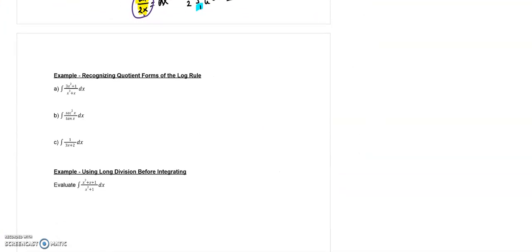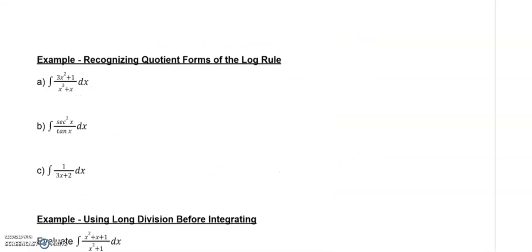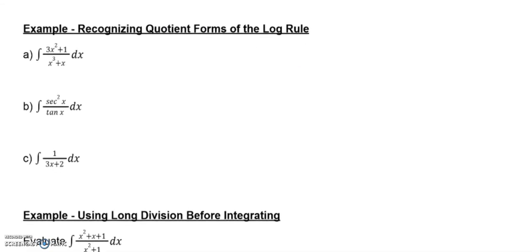Okay. So here are a couple different examples. They're all a little bit different in recognizing quotient forms of the log rule. Just more practice. Go ahead and try these on your own. And on these, you will have to use substitution. So try these 3, A, B, and C on your own, and then come back and see how you did. Now, they all fit into a general rule, right? So if you notice the pattern, it makes it a lot easier.